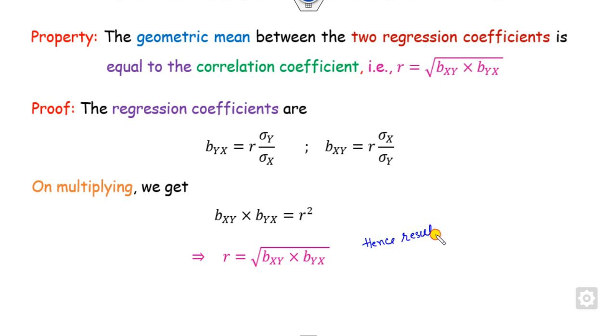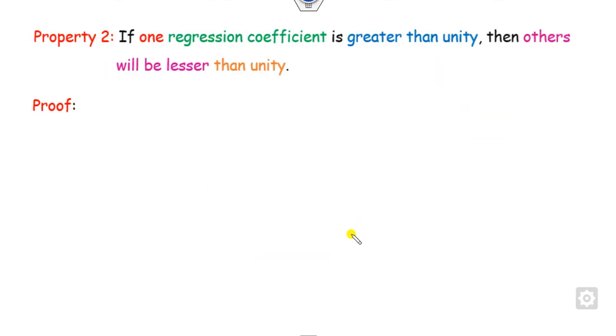That's our first property. It means if you know the value of bxy and you know the value of byx, you can compute the correlation coefficient by using this expression. The second property is: if one of the regression coefficients is greater than 1, then the other must be less than 1. That's again the same thing.